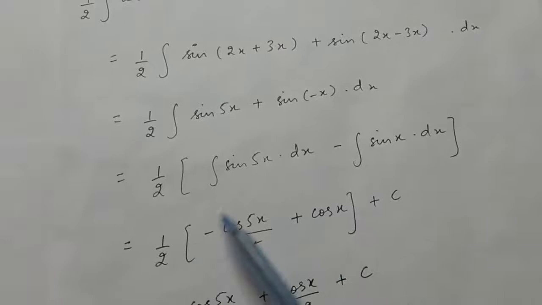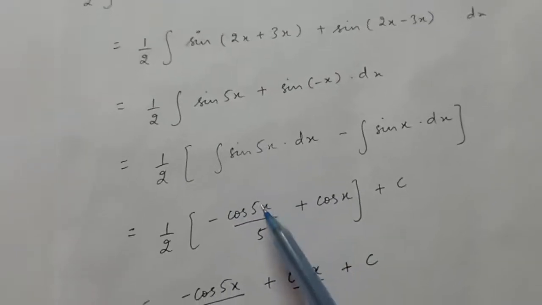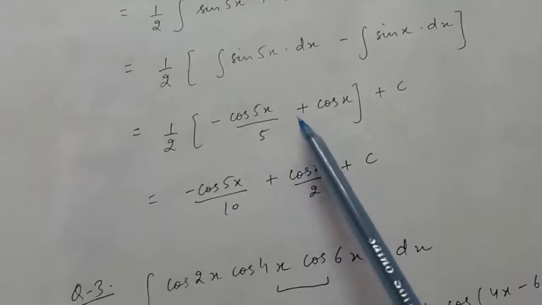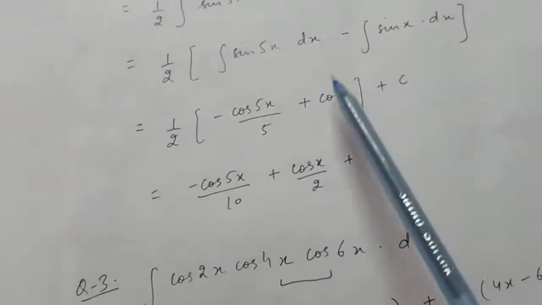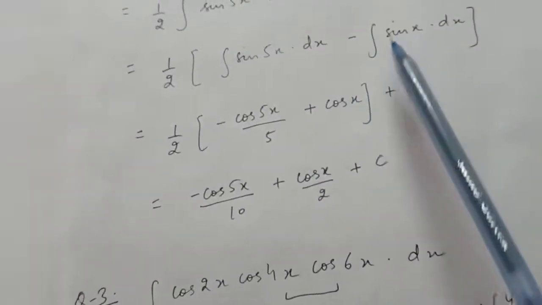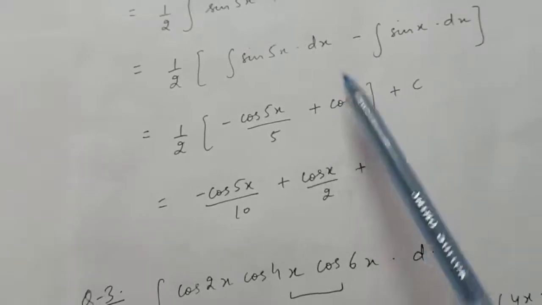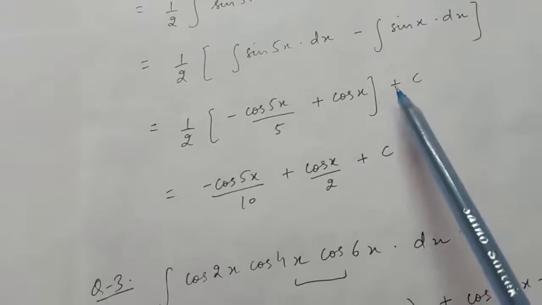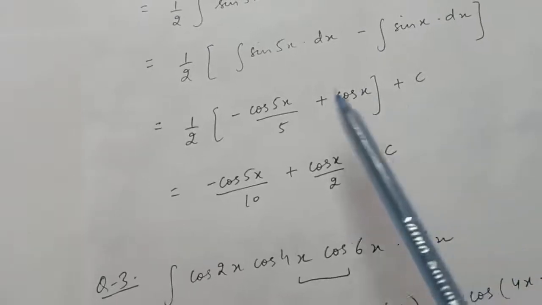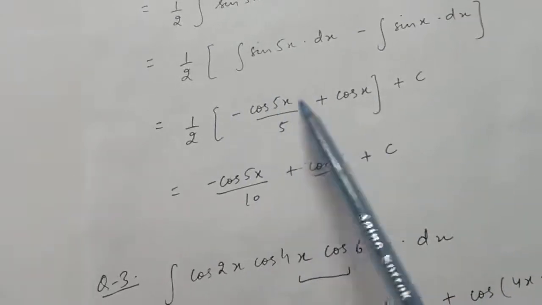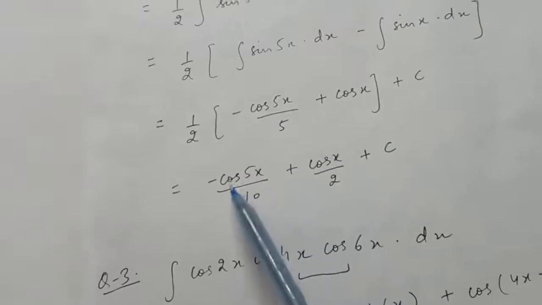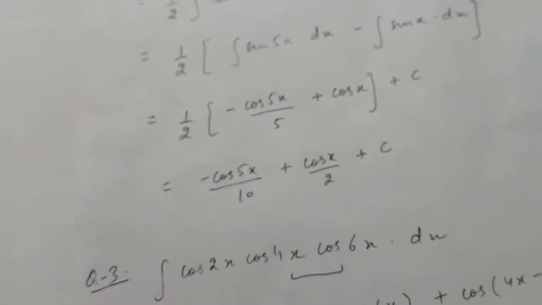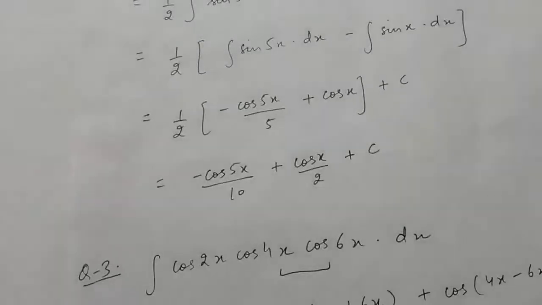Now 1 by 2 as it is, integral of sin 5x is minus cos 5x upon 5, and minus minus will become plus because integral of sin x is minus cos x, and minus is already here, therefore it will become plus cos x plus c. Now multiply this 1 by 2 with both these terms, so you will get minus cos 5x by 10 plus cos x by 2 plus c.